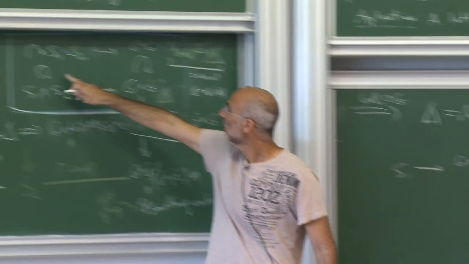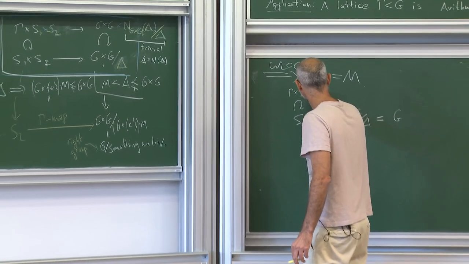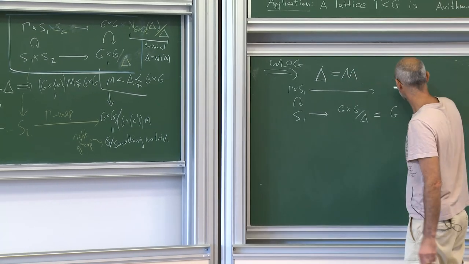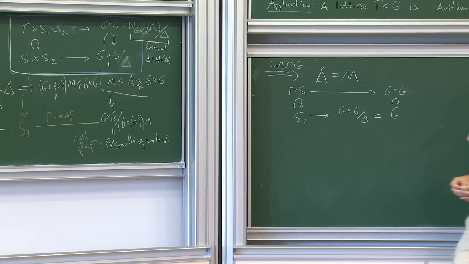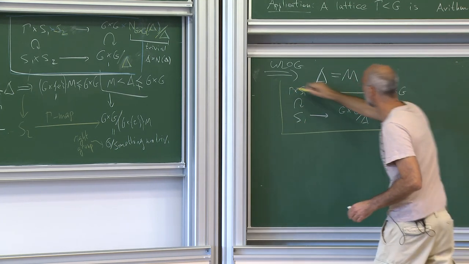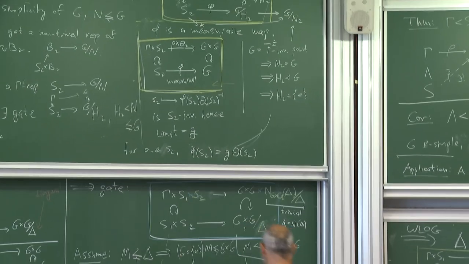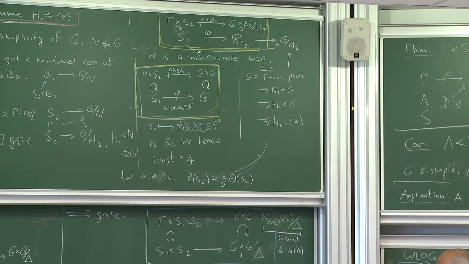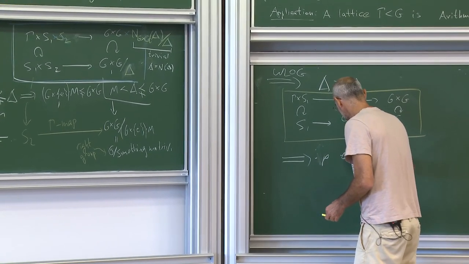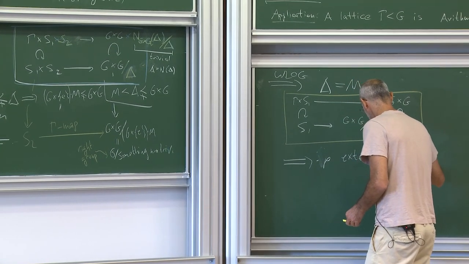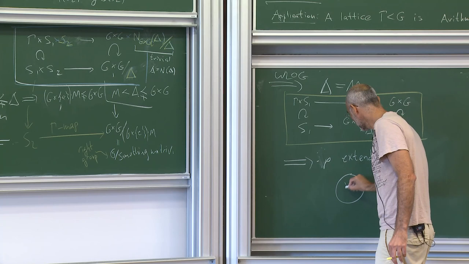And now, okay, gamma times S1 goes to G times G. We are back in such a situation that we know the map, that rho extends. And this is for the last time. I mean, under all situations, we are done, rho extends, and we're happy.